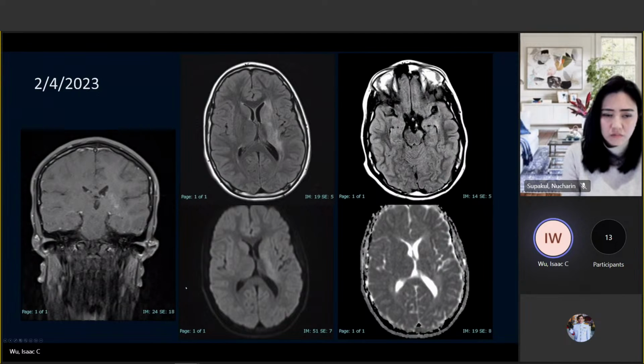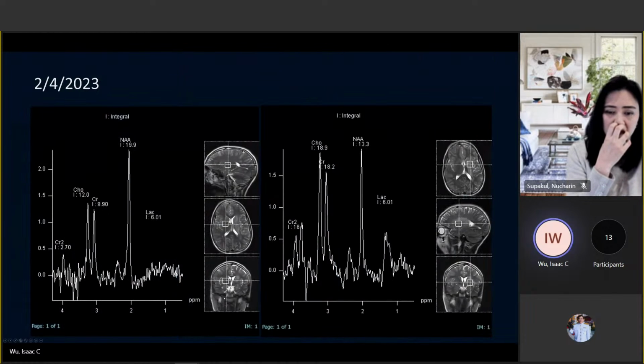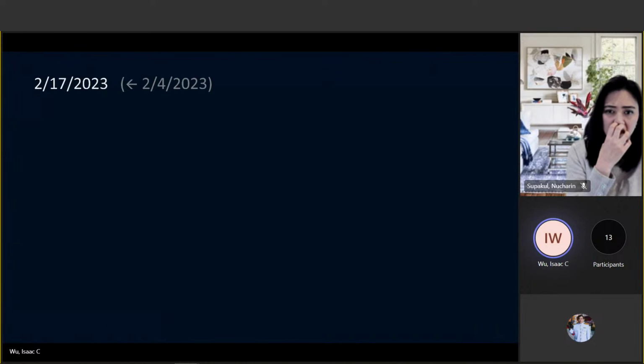If anything, it's getting worse and starting to show some mass-like effect, even though the spectroscopy also doesn't quite show the picture of a neoplasm, at least not a high-grade neoplasm. And then I think we did another scan afterwards.